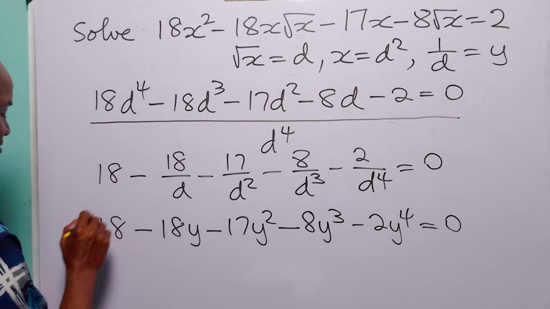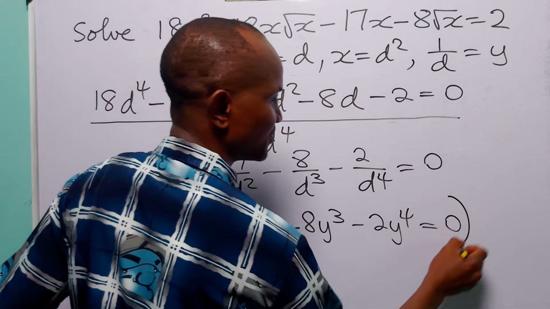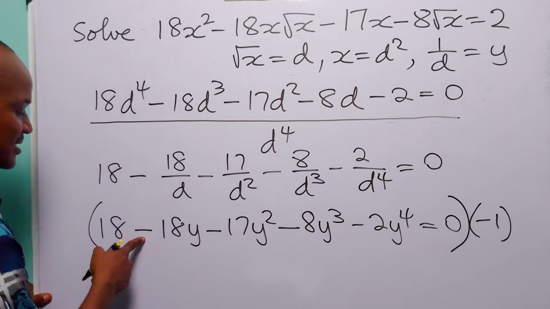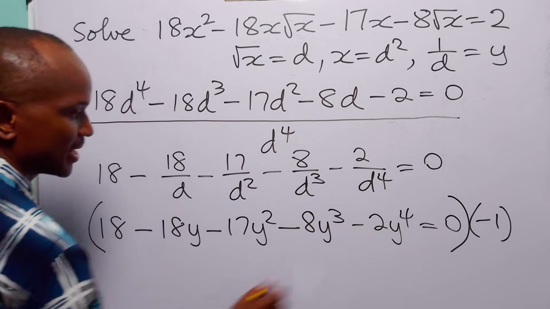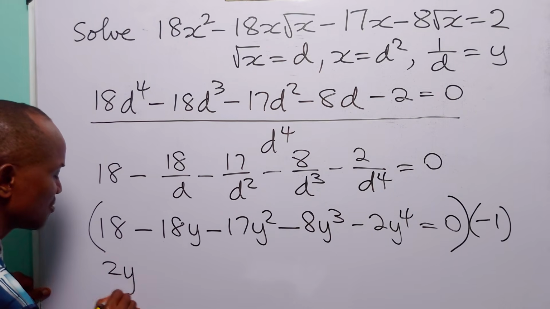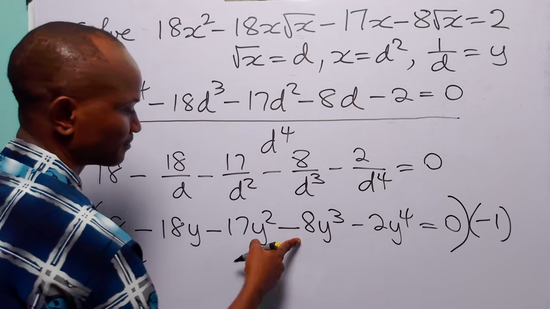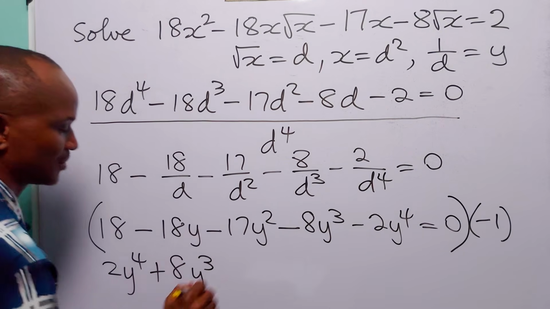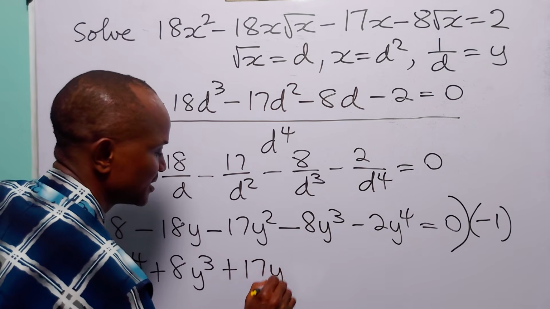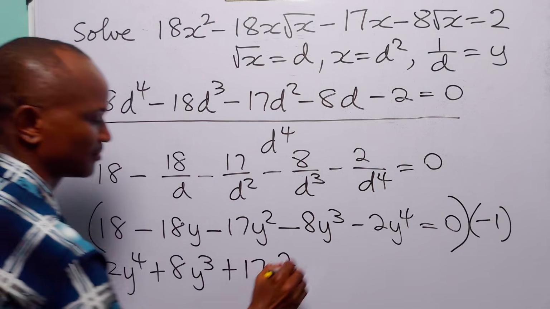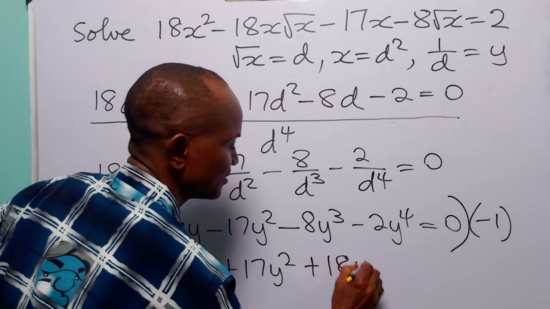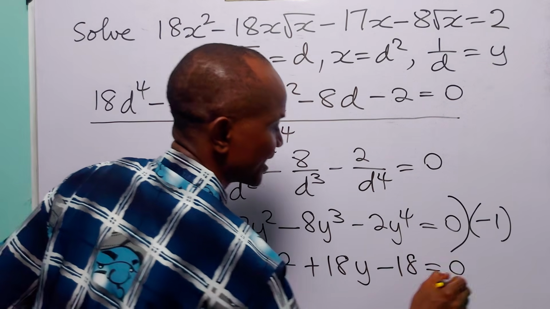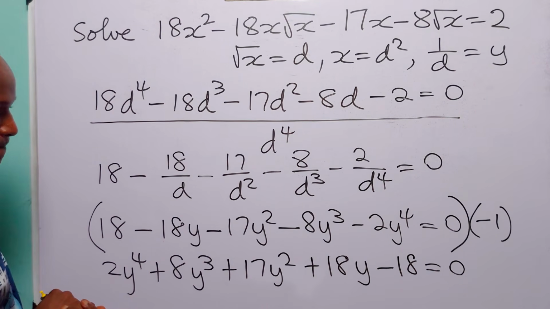Now, the next thing I would like to do is to multiply through this equation by minus 1. This is going to revert these signs. So, here we now have 2y to the power 4 plus 8y cubed plus 17y squared plus 18y minus 18 is equal to 0.